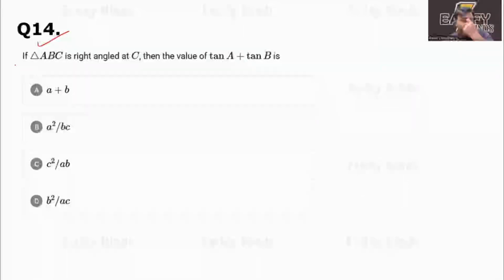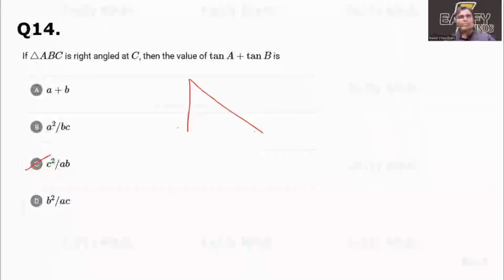We have a right angle triangle, angle at C. What is the value of tan A plus tan B? Where A, B, C are sides of their corresponding angles. A opposite side is A, B is B, C is C. The answer is C option. Let's try to look at the solution also.